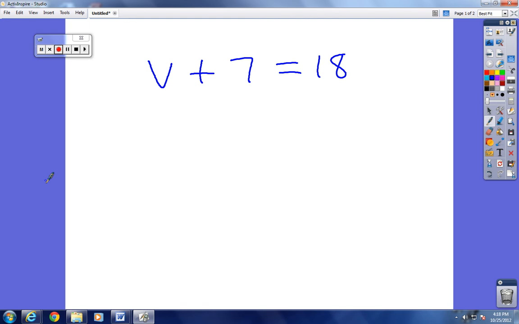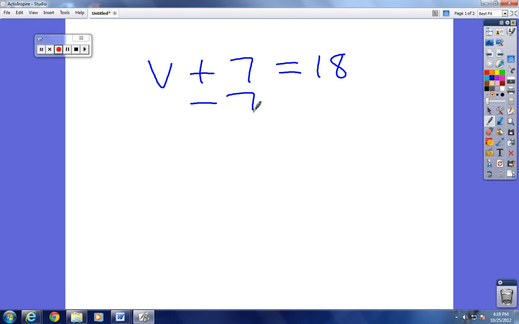Right now there's a plus 7 or positive 7 with it on that side of the equal sign. We need to get rid of the plus 7. The way we get rid of anything on one side of an equation is by doing the opposite, or in other words, undoing the operation. So to undo this, we do the opposite. The opposite of plus 7 is minus 7 or negative 7. They can be used interchangeably, negative 7 or minus 7.